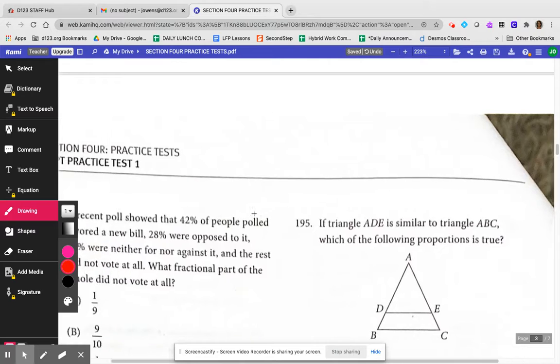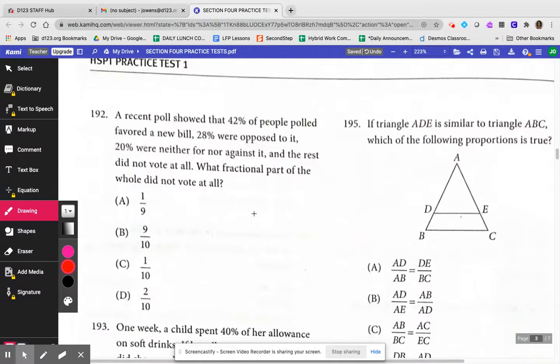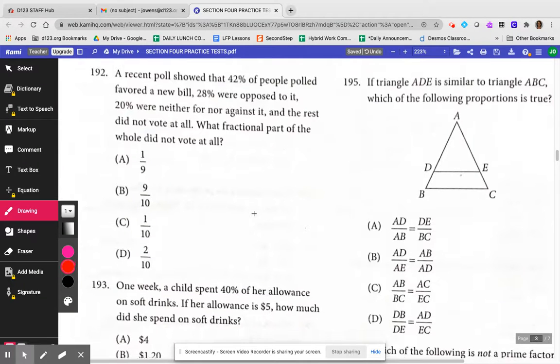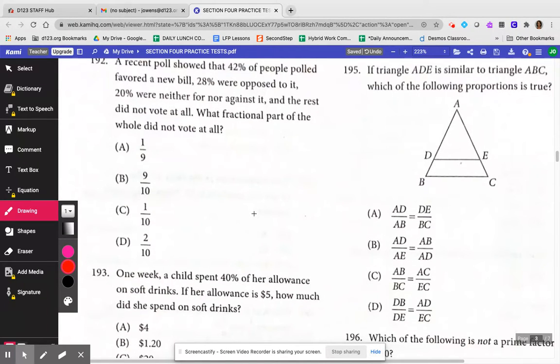Now for 192, a recent poll showed 42% of people polled favored a new bill, 28% were opposed to it, 20% were neither for nor against it, and the rest didn't vote at all. What fraction did not vote at all?